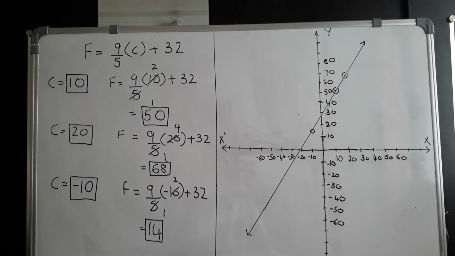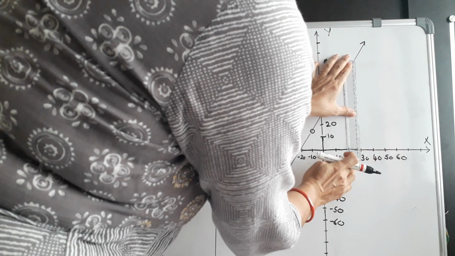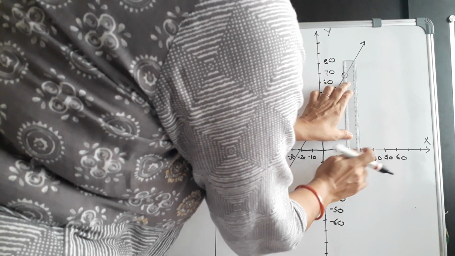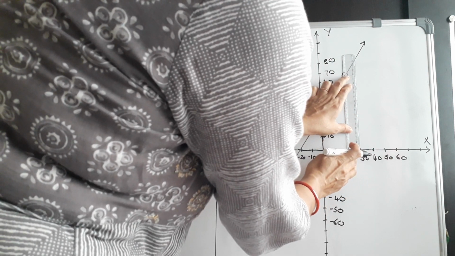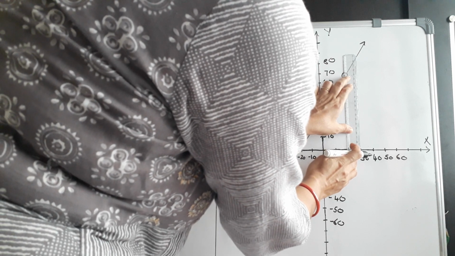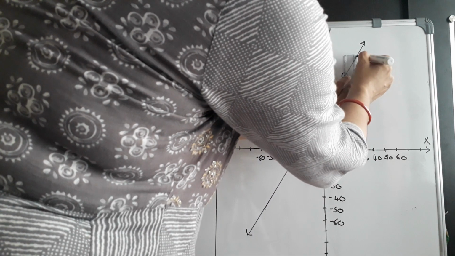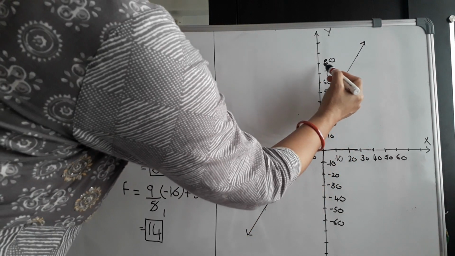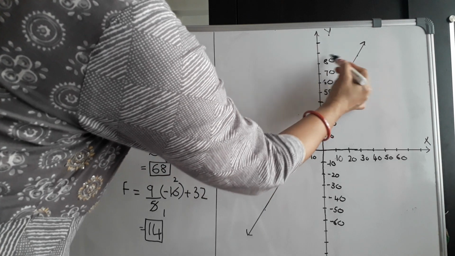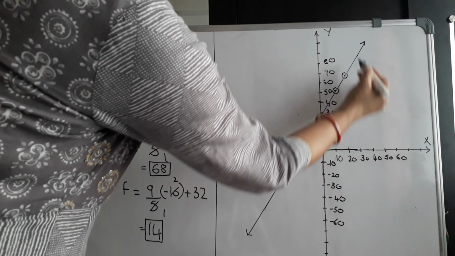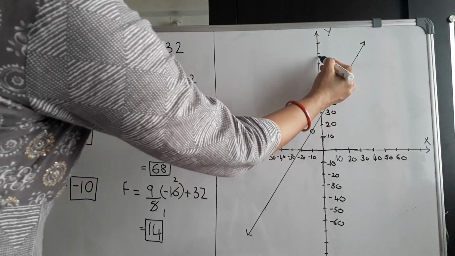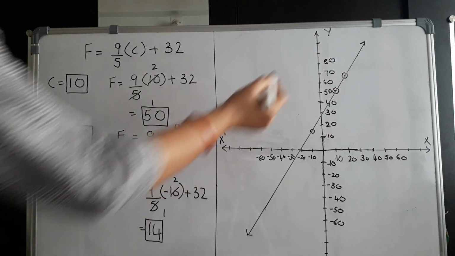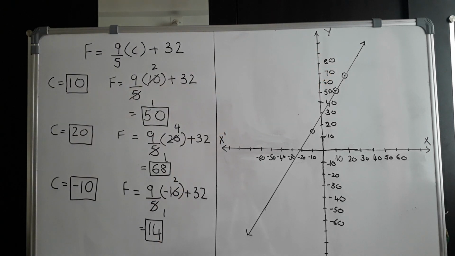So for 30 degrees, we will draw a perpendicular touching the line. When Celsius is 30 degrees, they have asked what is in Fahrenheit. So this is your 30 degrees, and it touches this graph somewhere around here. Okay, and that is something near to 85 or 86. Here it is, you just see. When you draw the perpendicular, it is a little more than 85, so it is 86.